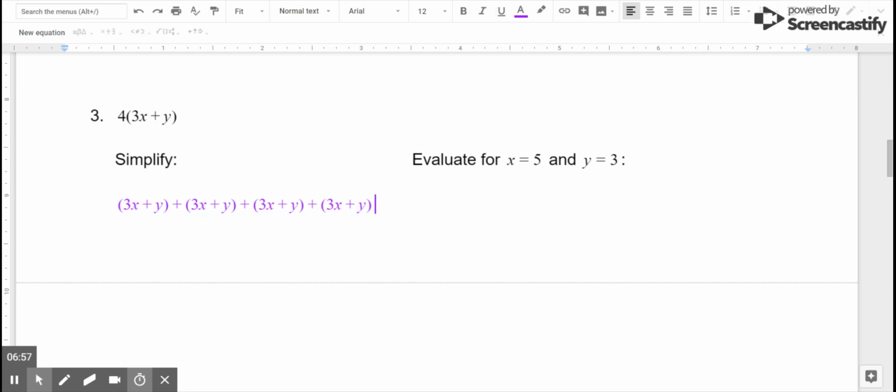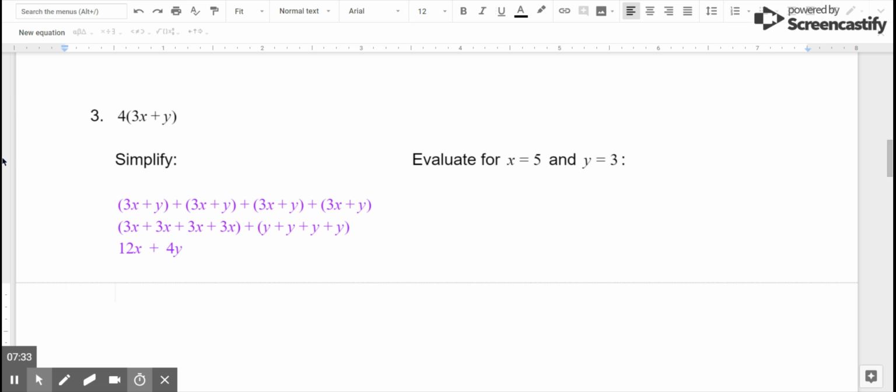And then by using the associative and commutative properties of addition, I can separate out all my x's and y's and add the x's first and the y's second. So in other words, I can change this to 3x plus 3x plus 3x plus 3x, and then add that to y plus y plus y plus y. If I look at just my x's there, I've got 4 sets of 3x, that becomes 12x. And then I've got 4 y's, so that's where I'm getting 4y.